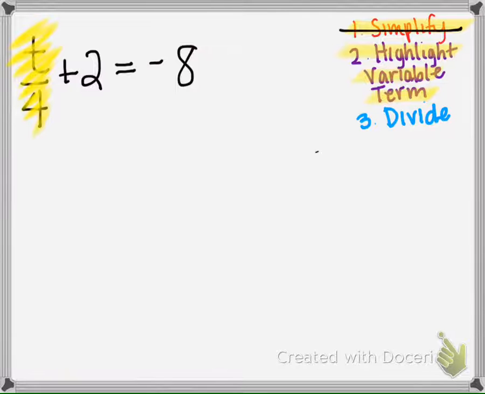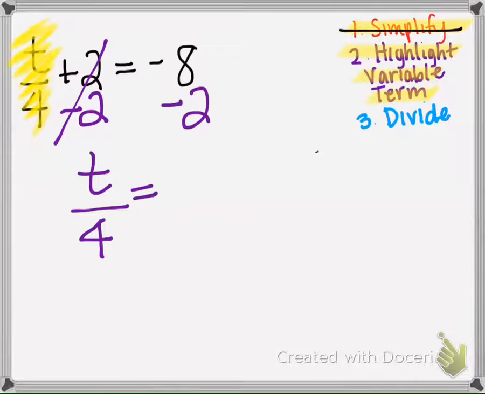And because there's something next to it, I need to get rid of it because I'm trying to isolate this yellow term here. So we're going to subtract 2. So negative 8 minus 2 is negative 10. And now this variable term is all by itself.